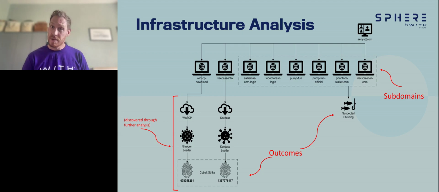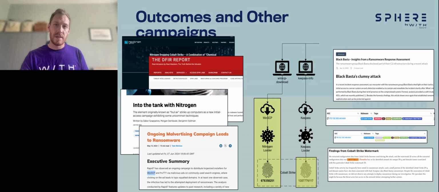Interestingly, the outcomes were different. We had two different Cobalt Strike beacons deployed from two different subdomains. You can see that from WinSCP and KeyPass. We can also see what we suspect to be phishing domains as well for the banking and cryptocurrency themed domains. What I want to do now is focus slightly more on the Cobalt Strike beacons and those two chimneys of activity that you can see on the left of that diagram.